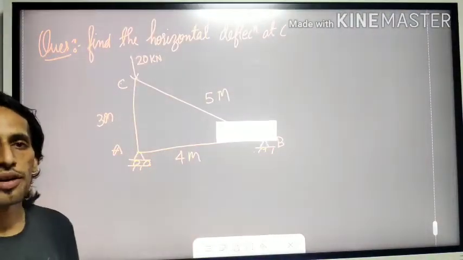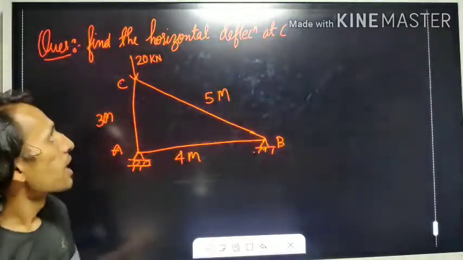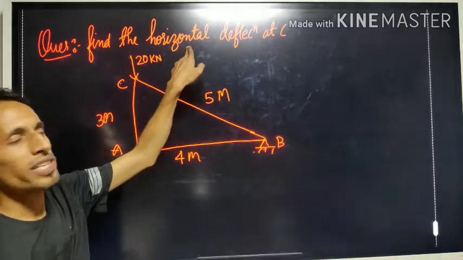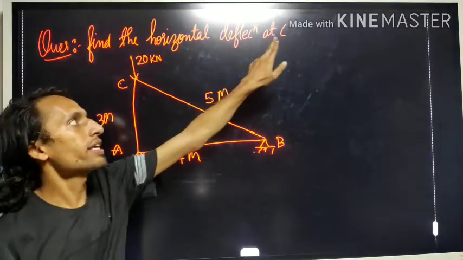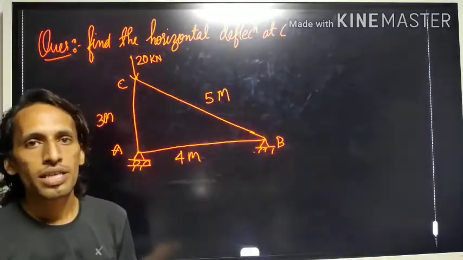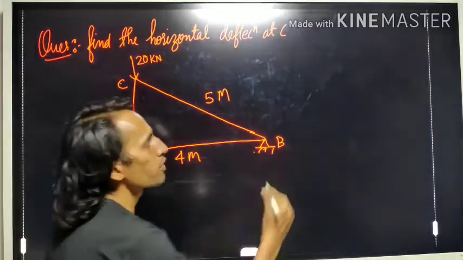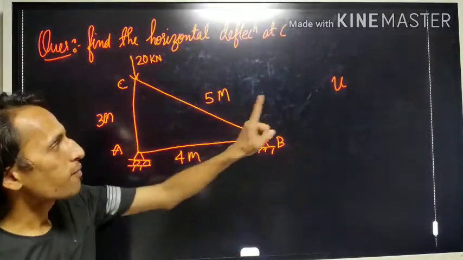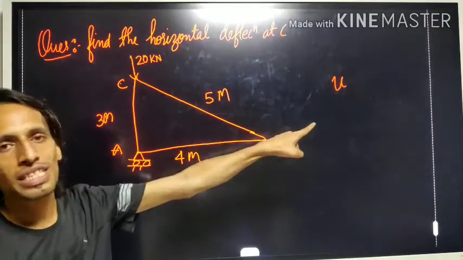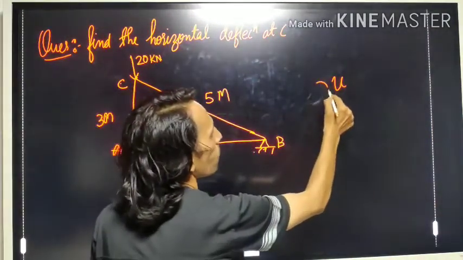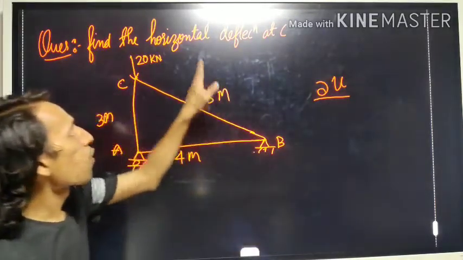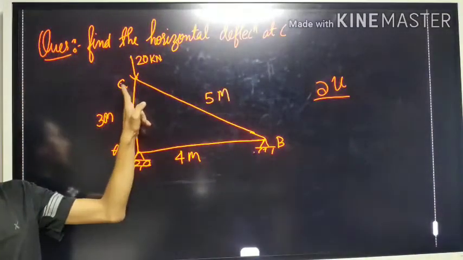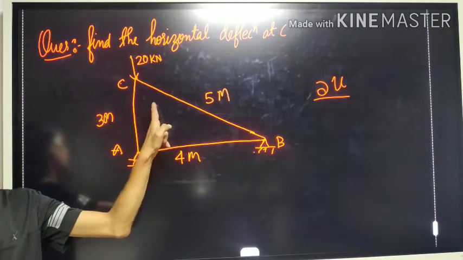So this is your basic question. Now deflection is required in the horizontal direction and at the point C. So what you have to do, you have to calculate the total strain energy. And you have to differentiate this total strain energy with respect to the force in the horizontal direction at C. At C, force in horizontal direction.